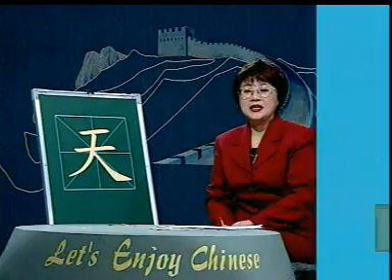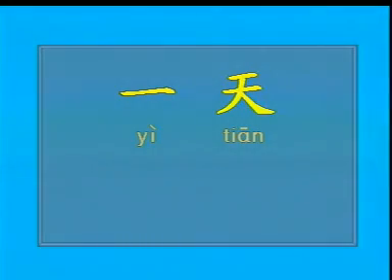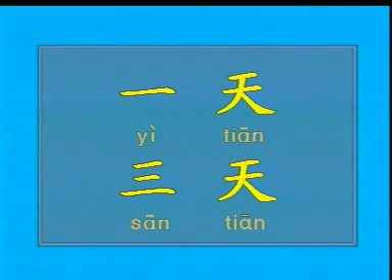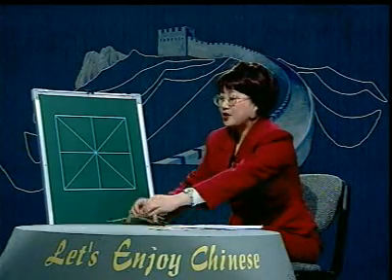And also 天 means day. And for example, we have learned 一 and 二. And we can say if it is one day, in Chinese we can say 一天. If there are 3 days, we can say 三天 三天. Now please read after me. 一天 一天 三天 三天. Okay.